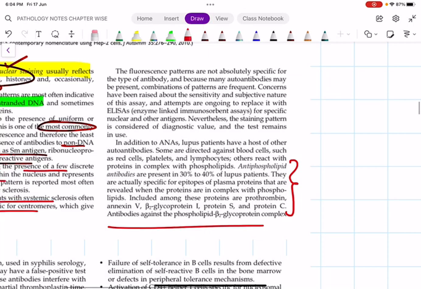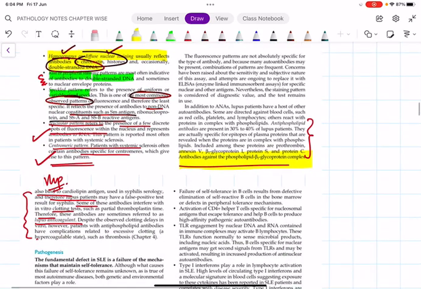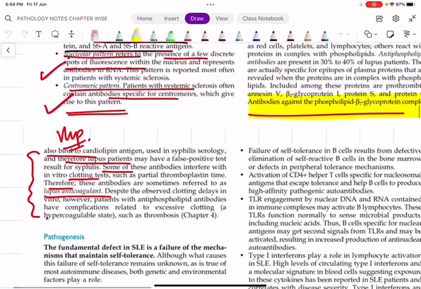Remember, as far as SLE is concerned, there are some other antibodies. In Harrison a lot of antibodies are mentioned, but in Robbins they have mentioned 2 additional antibodies. One is antiphospholipid antibodies. Of these, remember the antibodies directed against the beta-2 glycoprotein complex are of significance. Why? Because these antibodies also bind to cardiolipin antigen.